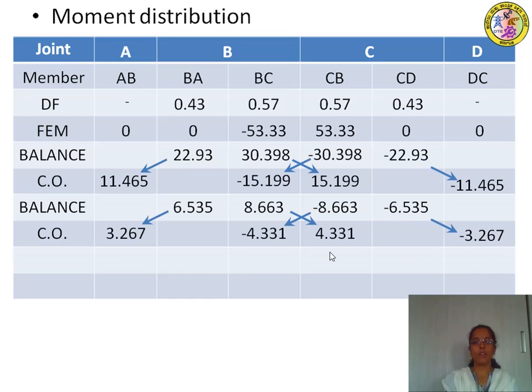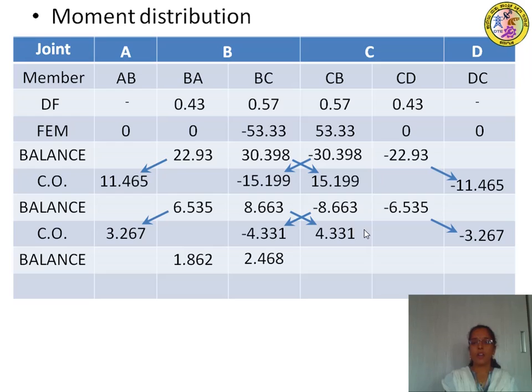This is the carryover. Again, as you apply the carryover, as the moments are carried by the far ends, the joints get imbalanced, and now the next step is to balance the imbalanced moments. Okay. So joint B is imbalanced by minus 4.331. So balancing moment will be plus 4.331. So 4.331 into 0.43 will be equal to 1.862. Next 4.331 into 0.57 will be equal to 2.468.